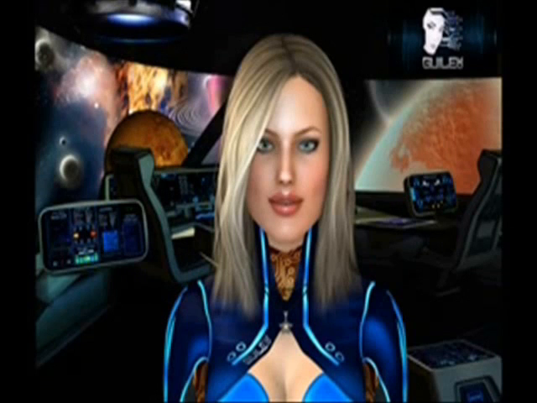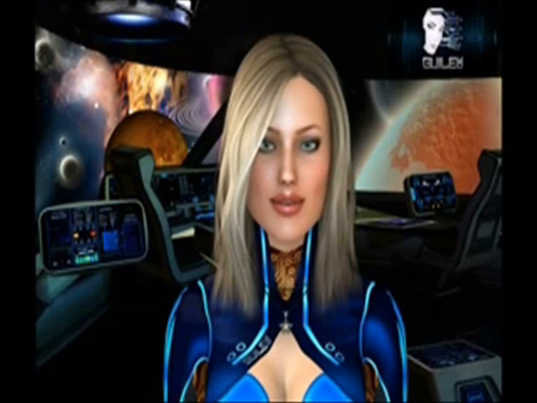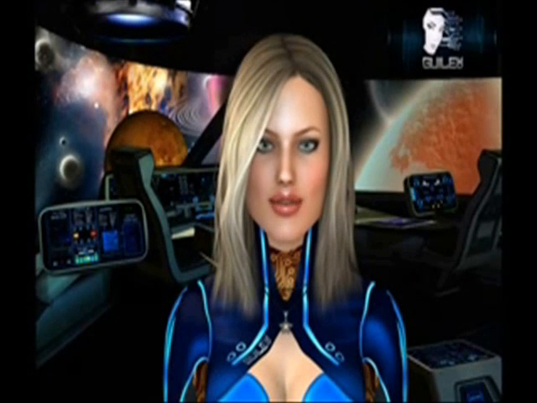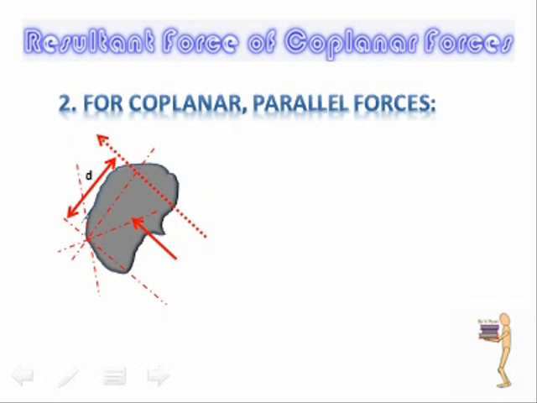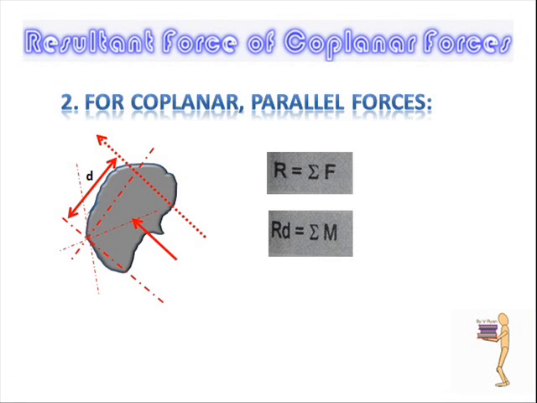Coplanar parallel forces. Here is an illustration for coplanar parallel forces. To get the resultant force, just sum up all the forces lying on the plane. And to get the location of the resultant force, just sum up the moments, where M is the magnitude multiplied by the distance from the other forces.